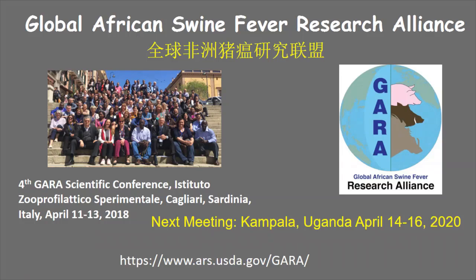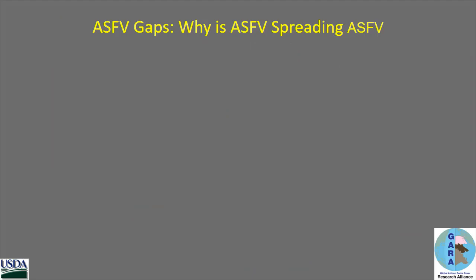Luckily, a few years ago, Cyril Gay came up with the idea to start a global African swine fever research alliance. Here's a picture from when we met in Italy in 2018, and our next meeting will be in Kampala, Uganda in 2020. When we get together, we talk about what the gaps and problems in African swine fever are. And when we're talking about ASF, why is it spreading?